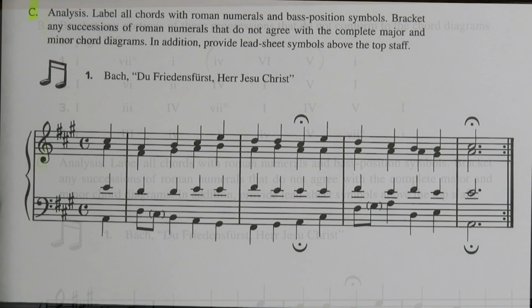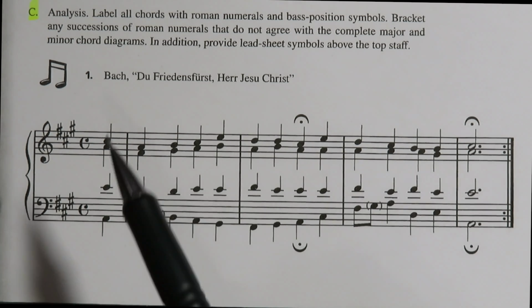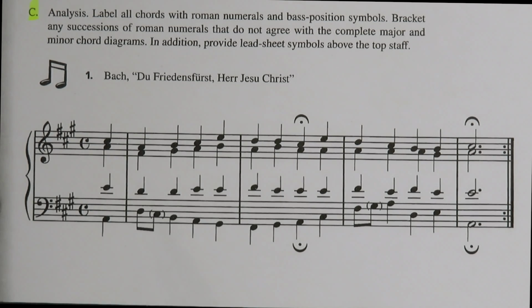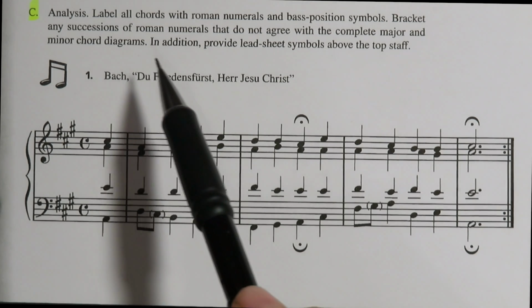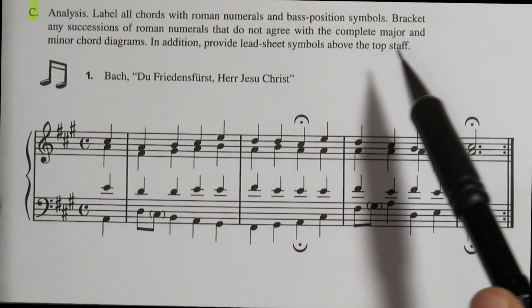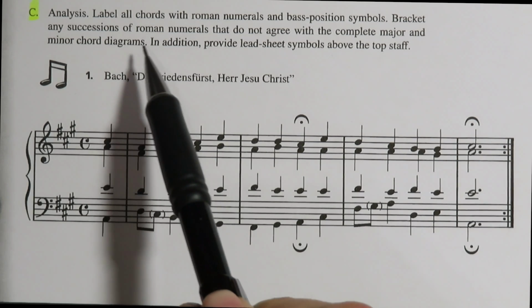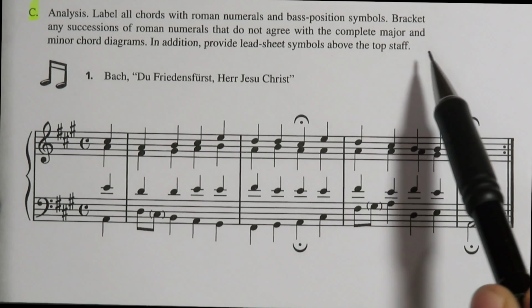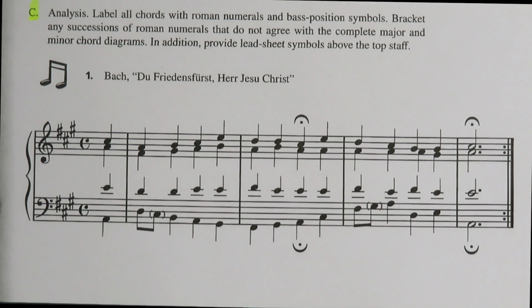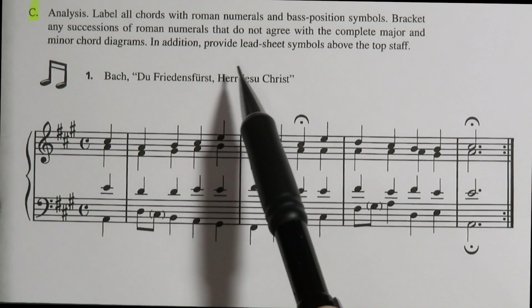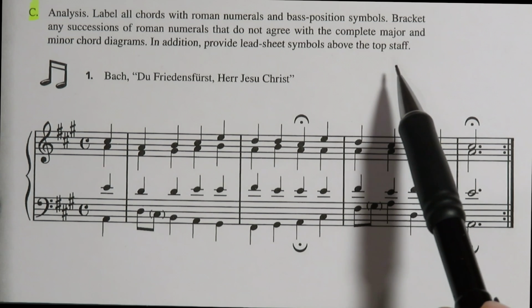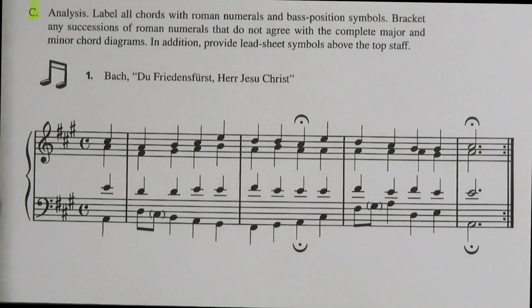Hi. So we're back, and we're in part C, and we're to do an analysis. So we must label all chords with Roman numerals and bass position symbols. Bracket any successions of Roman numerals that do not agree with the complete major and minor chord diagrams. In addition, provide lead sheet symbols above the top of the staff.